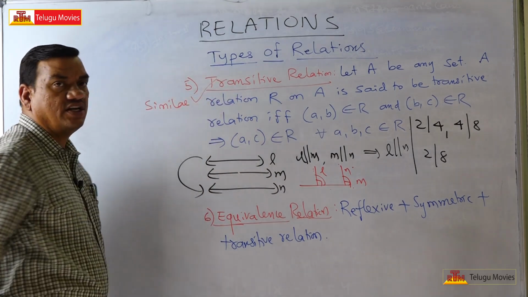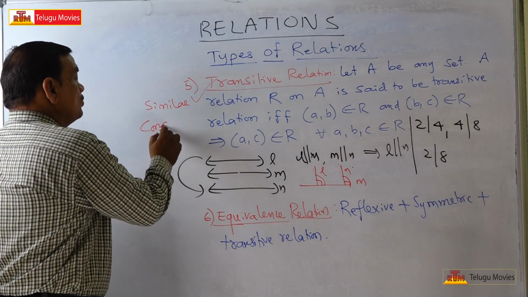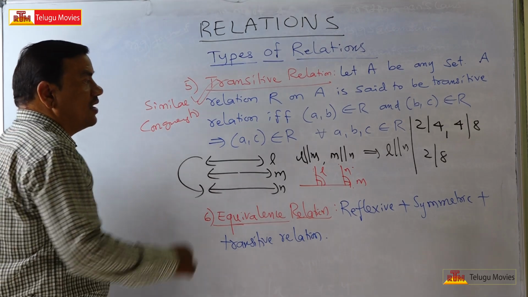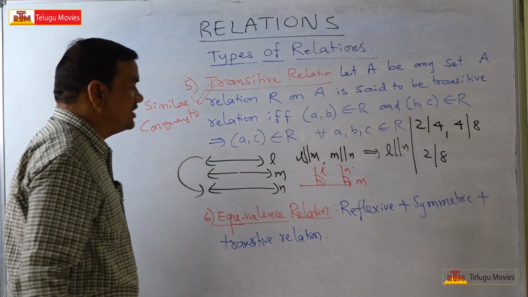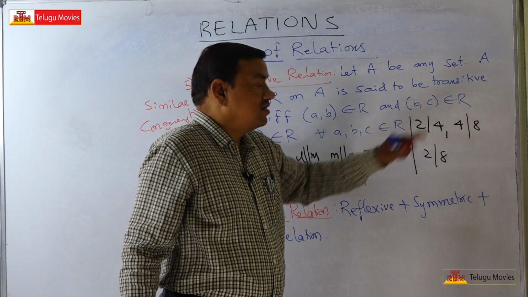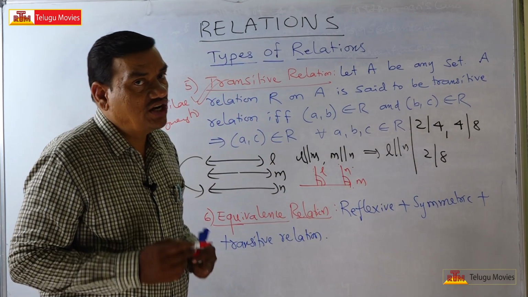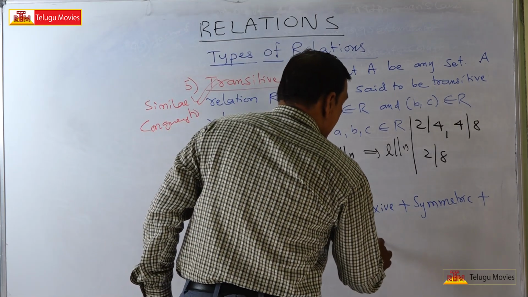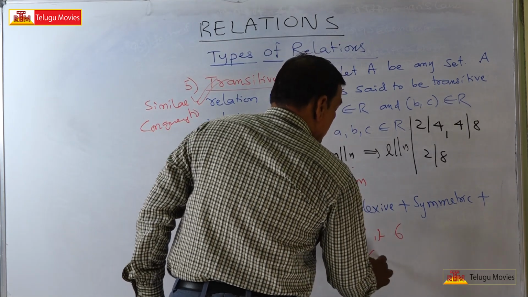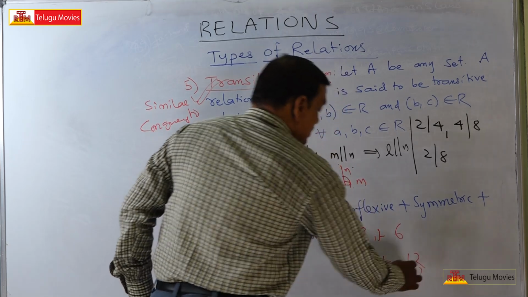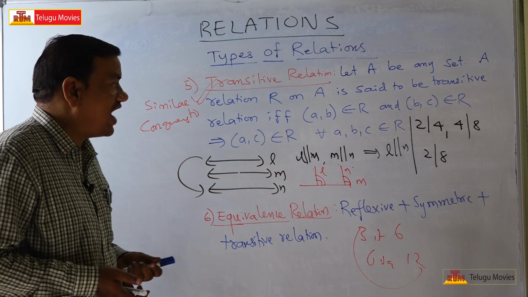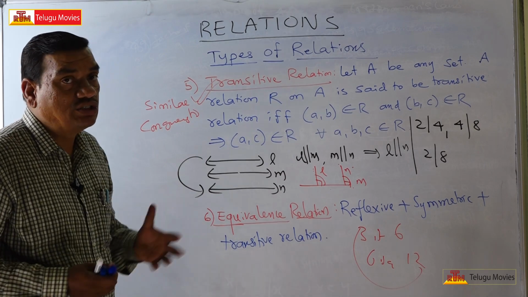So coming to the definition point of view, in geometry also, similar to is a transitive relation. Congruence to is also a transitive relation. Perpendicular to is not a transitive relation. Divides is a transitive relation. Factor is a transitive relation. 3 is a factor of 6, 6 is a factor of 12. Therefore, 3 is also a factor of 12.